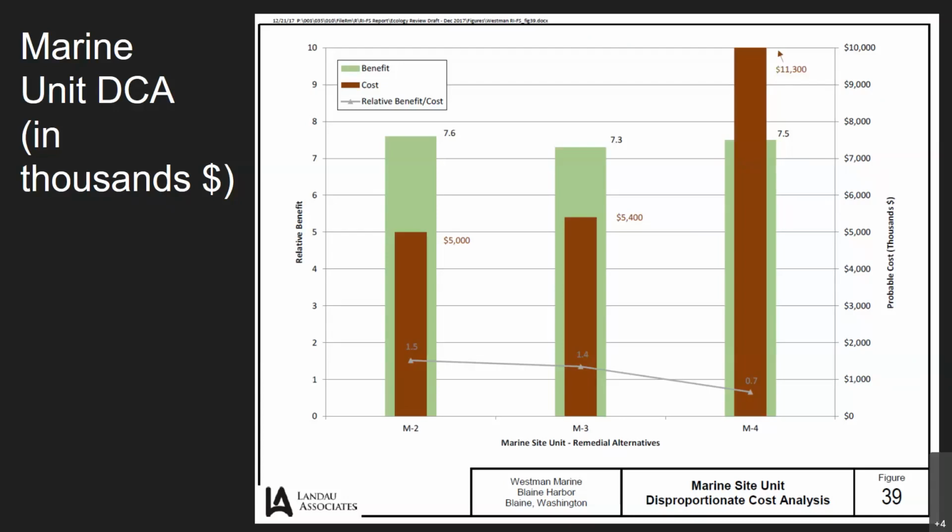And the alternative that was chosen, two, is a combination of cost with best environmental benefit. That's what's going to be used.